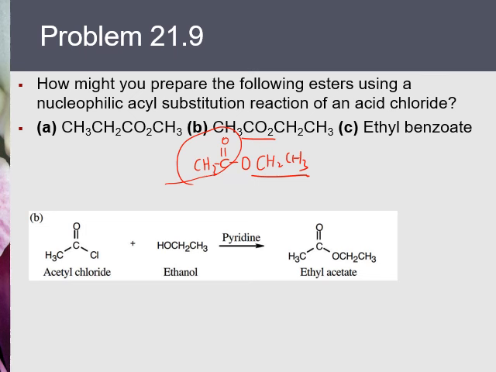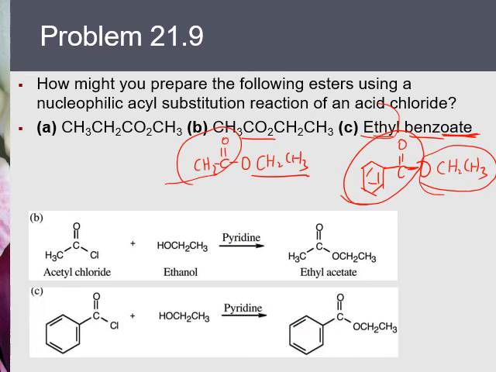Last one, ethyl benzoate. Note that the -oate ending means it's an ester. When you name an ester, you name the alcohol part first. It's ethyl, so that means CH2CH3. And then you name the acid, which is benzoic acid. So that's the structure of ethyl benzoate. This should be prepared by an acid chloride and an alcohol. Apparently this comes from the acid chloride and this comes from the alcohol. So it's benzoyl chloride and ethanol with pyridine.